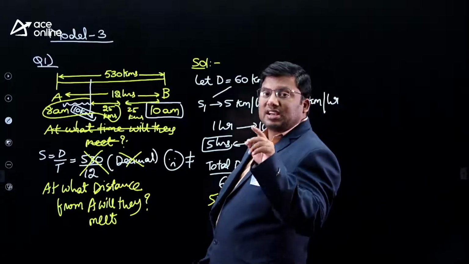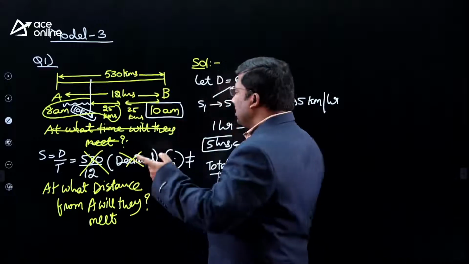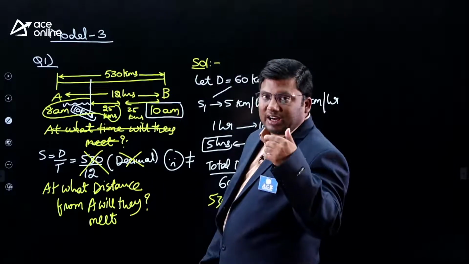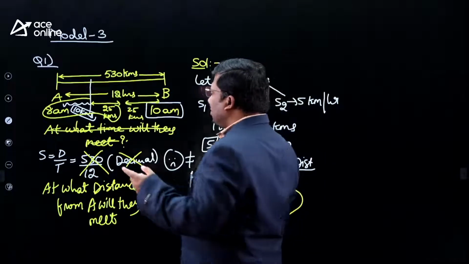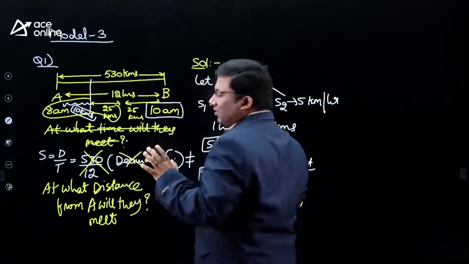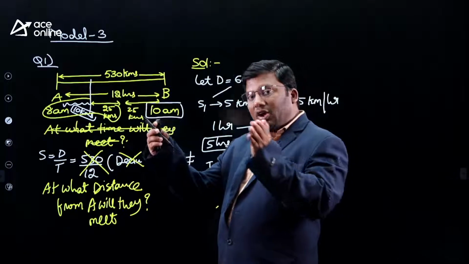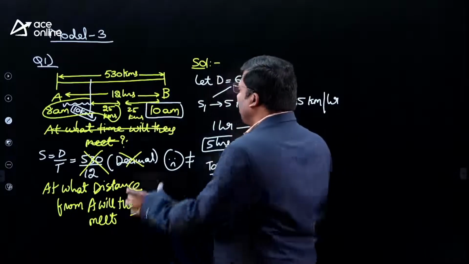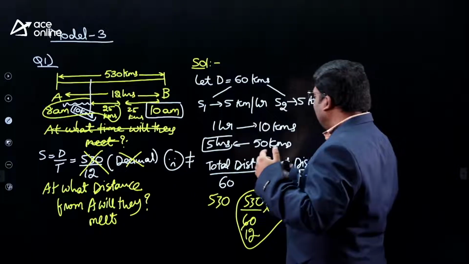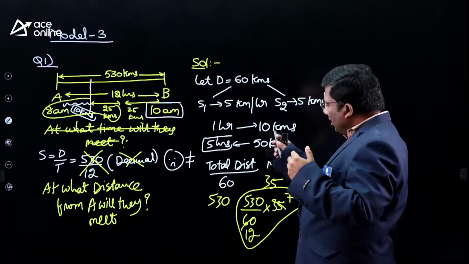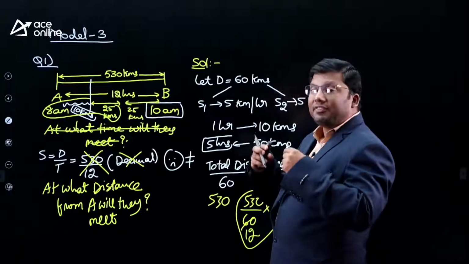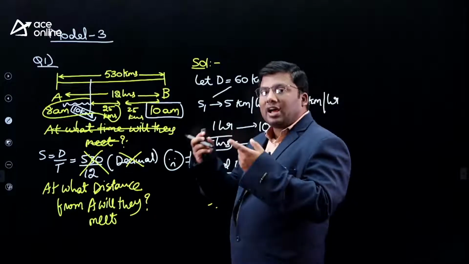Here, two trains are starting at different times. The second train is starting at 10 a.m. That means the first train would have traveled for 2 hours, which means 10 kilometers already. Out of 60, 10 already traveled. Remaining how much more to travel? Remaining is 50. 10 fives are 50, so after 5 hours from 10 o'clock they will meet.